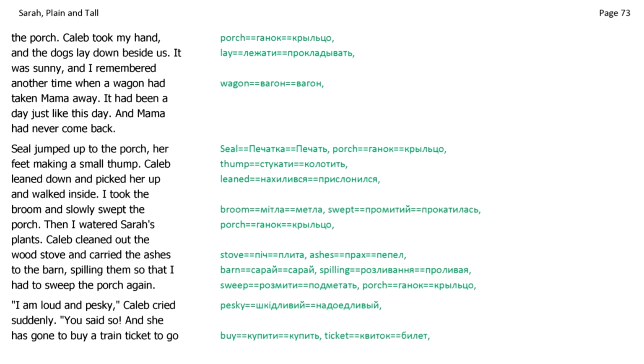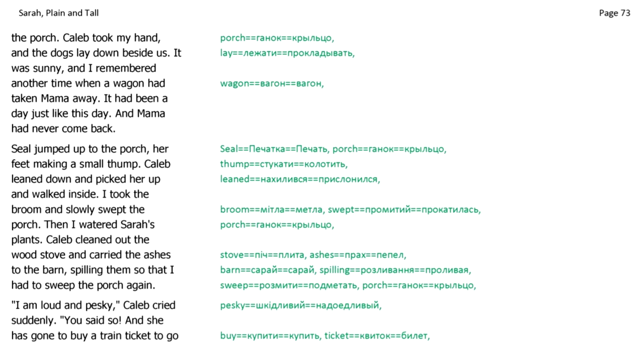Seal jumped up to the porch, her feet making a small thump. Caleb leaned down and picked her up and walked inside. I took the broom and slowly swept the porch. Then I watered Sarah's plants. Caleb cleaned out the wood stove and carried the ashes to the barn, spilling them so that I had to sweep the porch again.